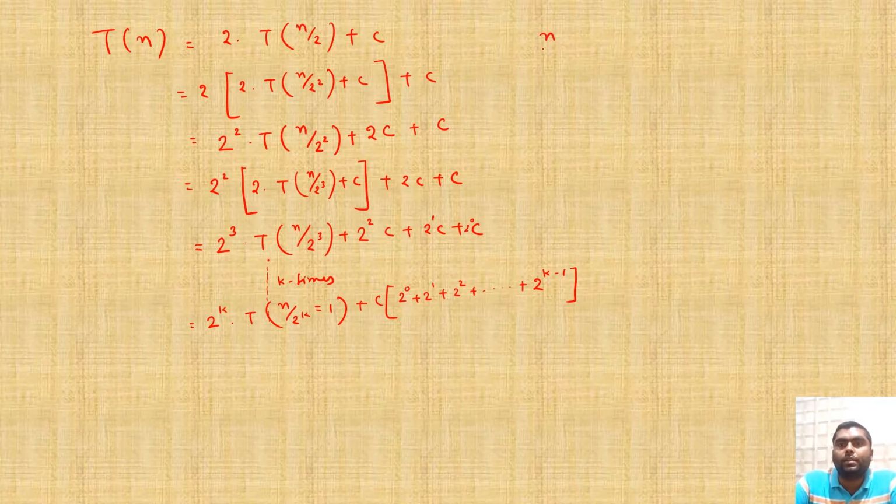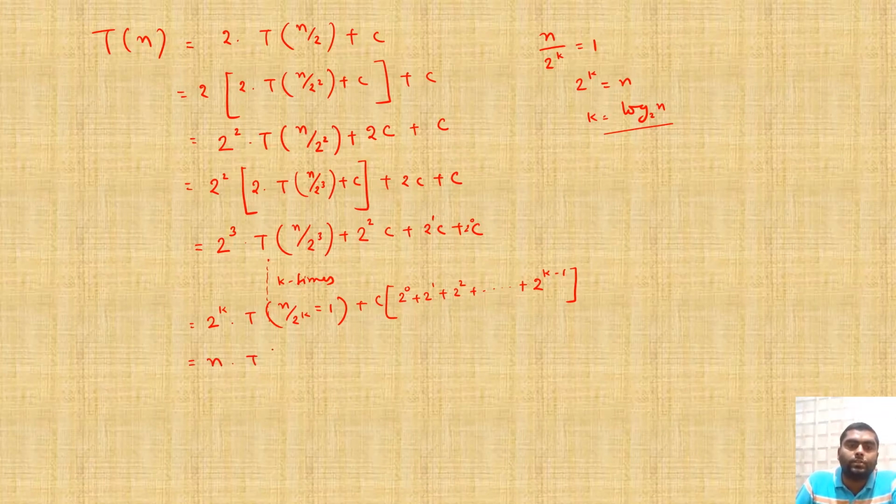Okay, and here you can get the relation. So what is the relation? n upon 2 raised to the power k equals 1. So 2 raised to the power k equals n, or k equals log n, taking log on both sides to base 2. So in place of 2 raised to the power k, simply n into T of 1, plus C, and this is a GP. So in the GP, where the common ratio r is greater than or equal to 1, a is 2 raised to the power 0, into r raised to the power n minus 1. What is r?